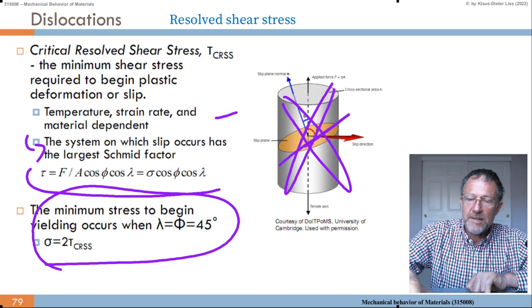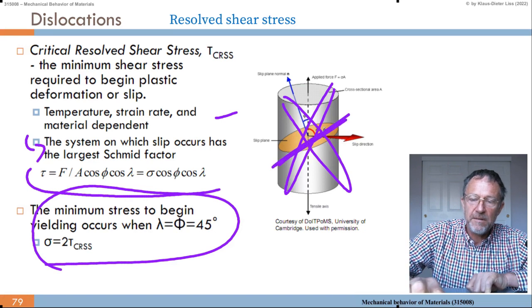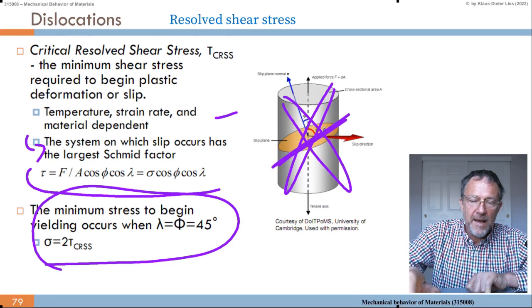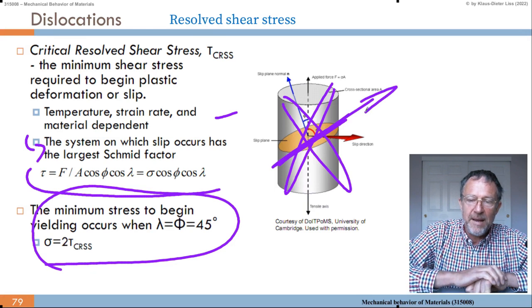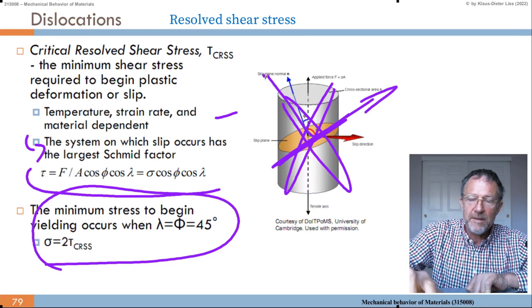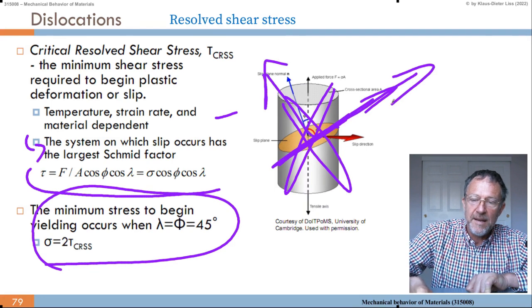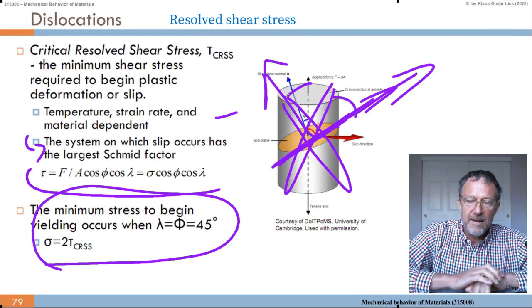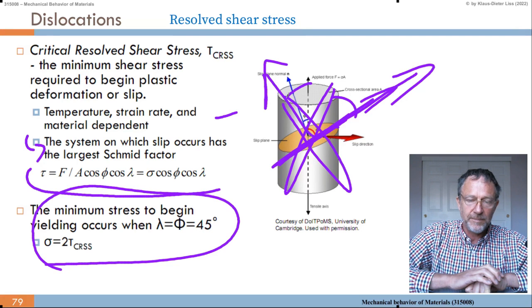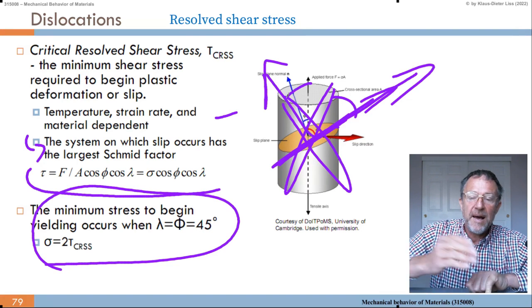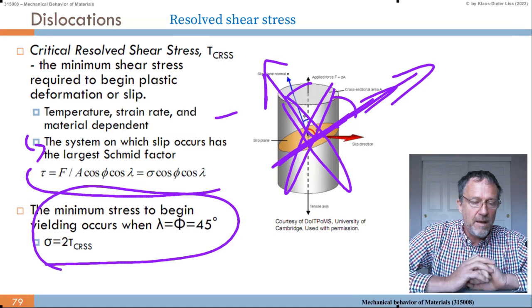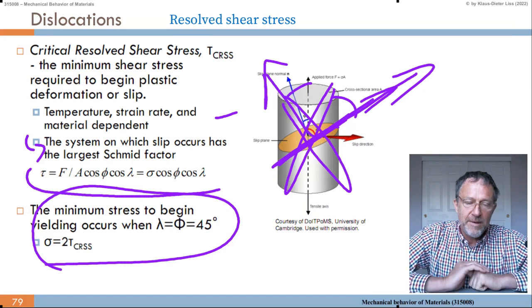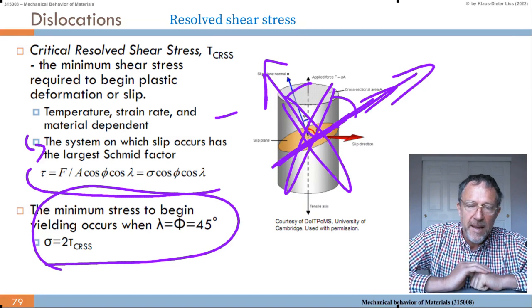So in other words, if we have the plane here at 45 degrees, and we also have the slip direction within the plane at 45 degrees, so the plane normal is this, and the slip direction is this, and both are 45 degrees, then we get the minimum stress to be applied for a given critical resolved shear stress on the plane.